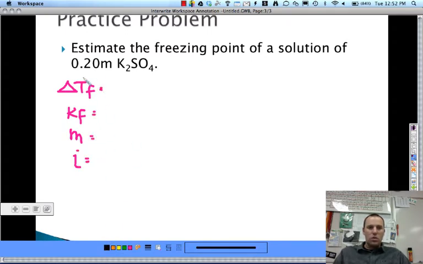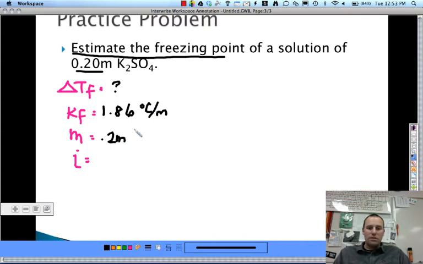Okay, so what's the change in the freezing point? Well, we're looking for the freezing point. So that's what we're looking for. KF for water is always 1.86 degrees Celsius per molal. The molality we're given is 0.2 molal. You won't always be given the molality. Sometimes you'll have to calculate it first.